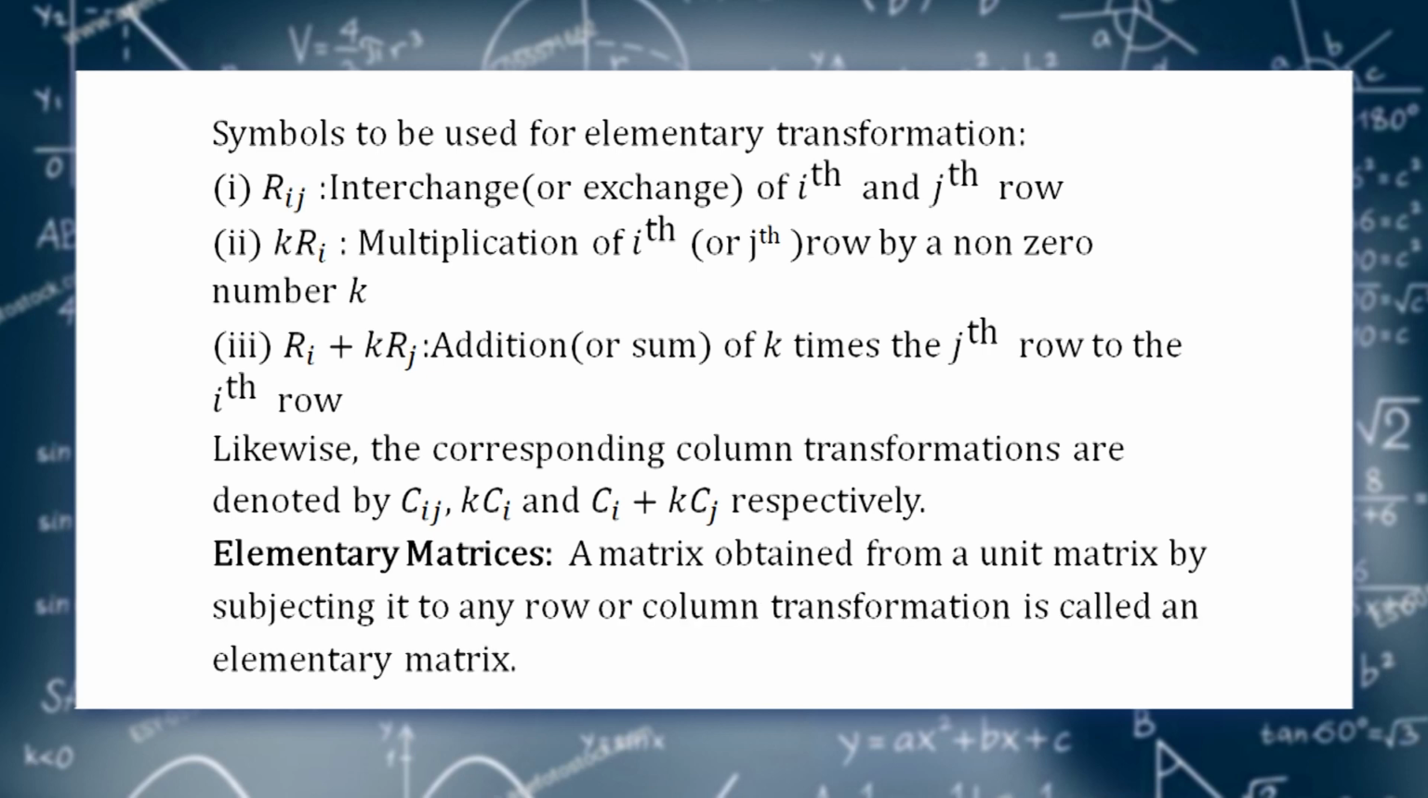Elementary matrices. A matrix obtained from a unit matrix by subjecting it to any row or column transformation is called an elementary matrix. Another important thing is rank of a matrix. Remember, all these important points are closely related to representation of quantities related to vector algebra. So, rank of a matrix.